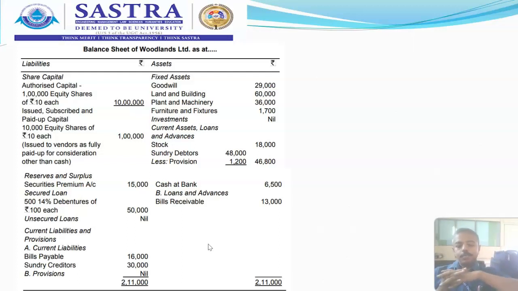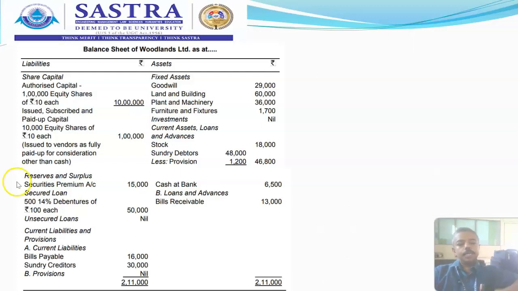Whenever you prepare the balance sheet, don't use the generic items as they are. Prepare as per Schedule 3 of the Companies Act as they advised. So start with share capital, authorized share capital, paid up share capital. So likewise, and have the proper headings while preparing the balance sheet. So now this is the full-fledged balance sheet. It has got tallied at 2,11,000.